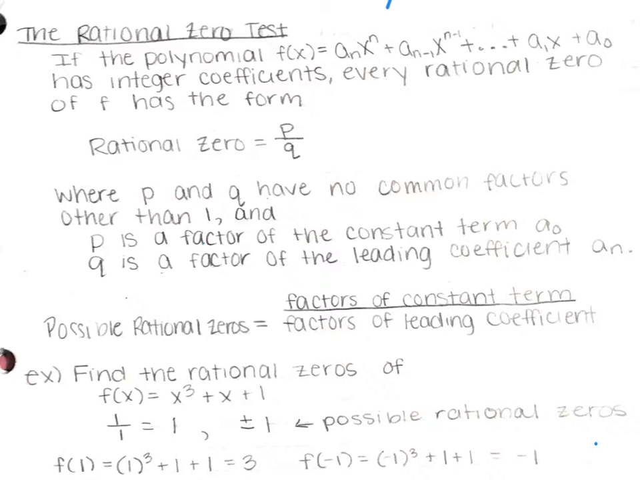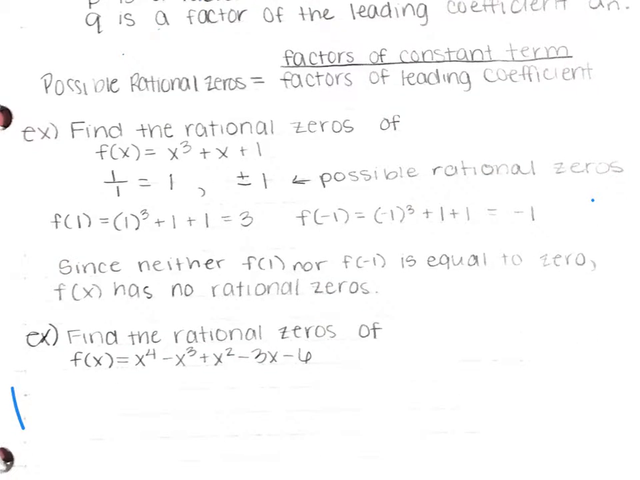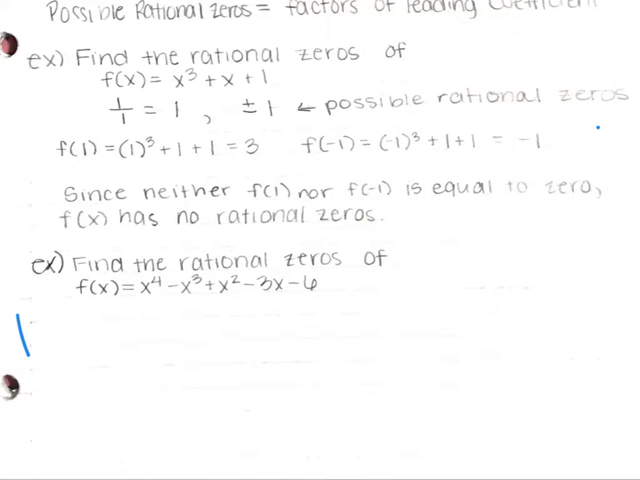Okay, so let's take a look at what this is going to mean. In the first example, find the rational zeros of f of x equals x cubed plus x plus 1. Your constant term here is 1, and your leading coefficient is also 1. So you have 1 over 1, which is 1. So your possible rational zeros are either positive 1 or negative 1. Those are the only rational zeros that we could have.